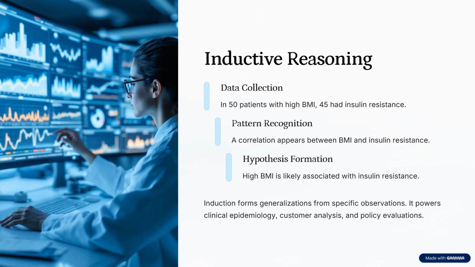Inductive reasoning. First we collect data. In 50 patients with high body mass index, 45 had insulin resistance, which means a sort of pre-diabetes. This pattern shows a correlation between BMI and insulin resistance. So high BMI is likely associated with insulin resistance. But whether insulin resistance leads to high BMI or high BMI leads to insulin resistance is unknown. As they mention, correlation is not causation.